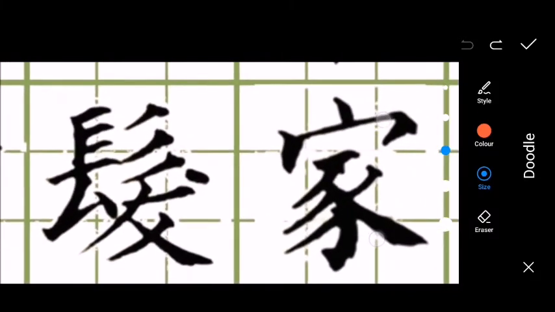加字, you've got 1, 2, 3, 4 pairs. They also have to be quite parallel to each other as well. And note the spacing of them as well. And the practice of the nut.